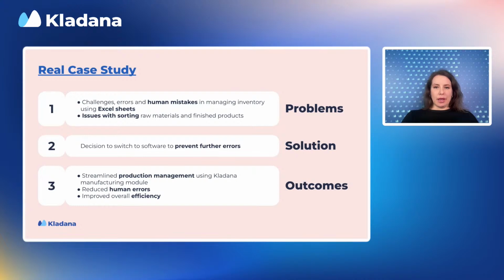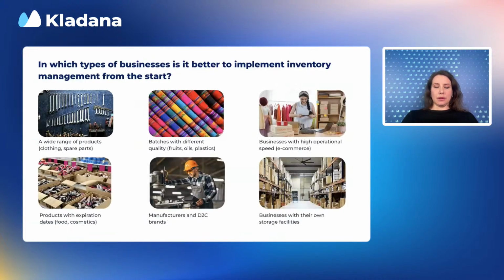They decided to switch to regular inventory management, and after that it became much easier to manage their regular stock operations. Human errors disappeared, and eventually they improved their efficiency. And that was just one of the stories that we have faced.